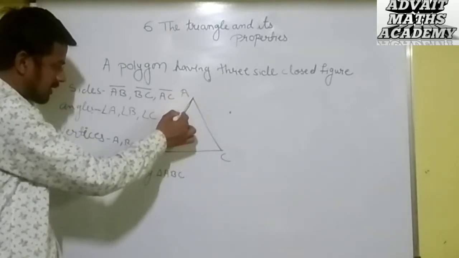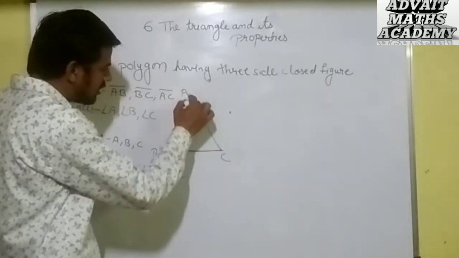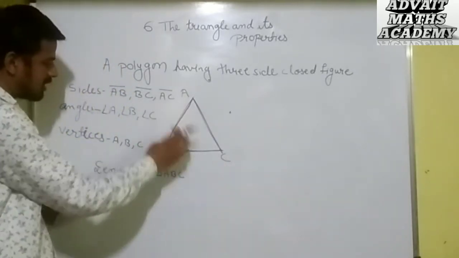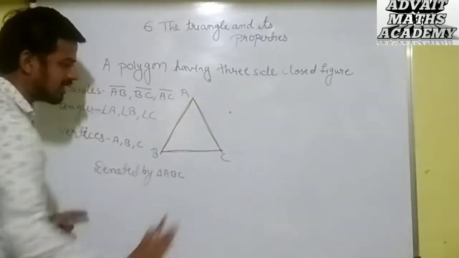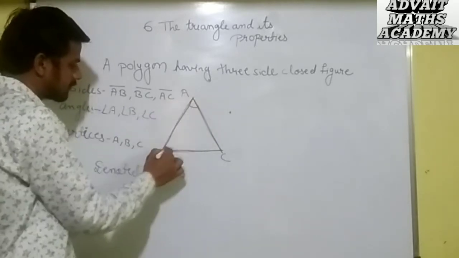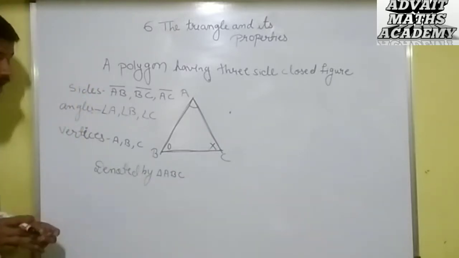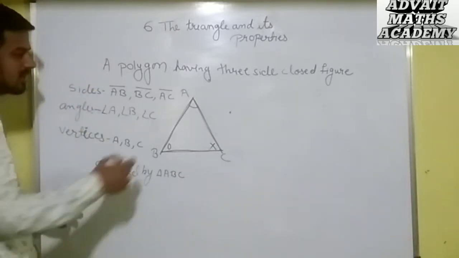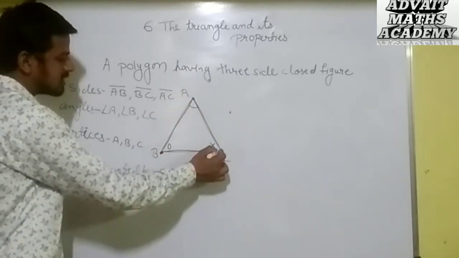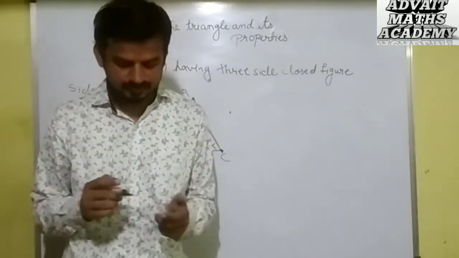In that, AB is a side, BC is also a side and AC is also a side. It has three sides: side AB, side BC and side AC. It also has three angles: angle A, angle B and angle C. And it has three vertices: vertex A, vertex B and vertex C. So simply, a triangle is a three-sided closed figure.